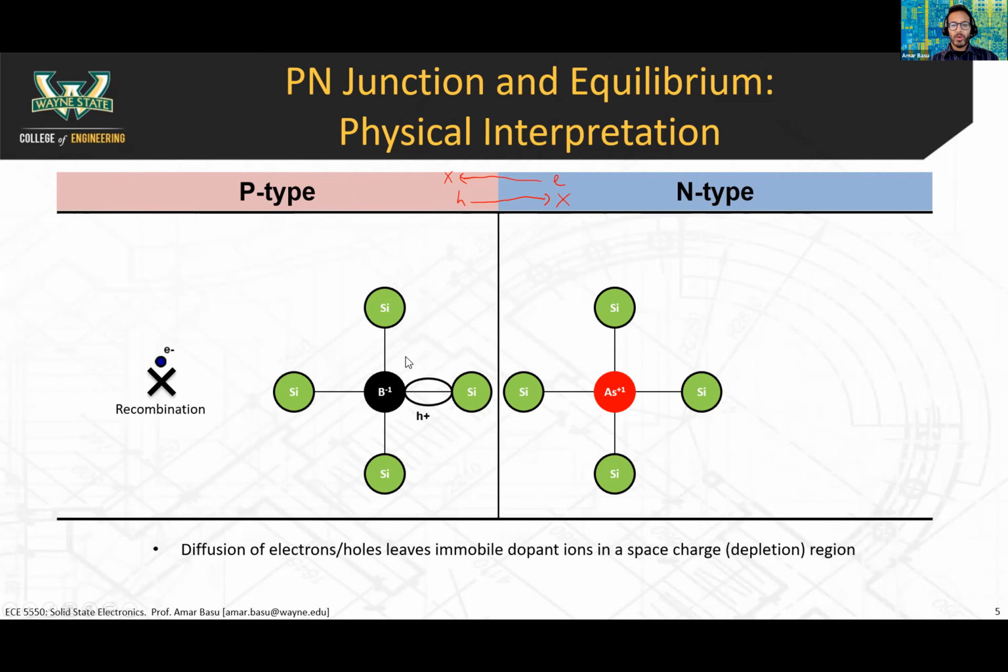Similarly, when the hole sees this concentration gradient, high concentration of holes on the p side, low concentration on the n side, the holes also diffuse over. Imagine the hole moving away here like this. Then the hole sees a lot of electrons, and of course that also recombines. Any questions so far?